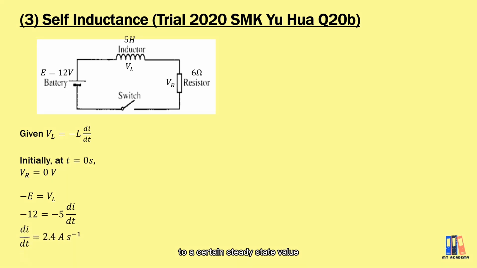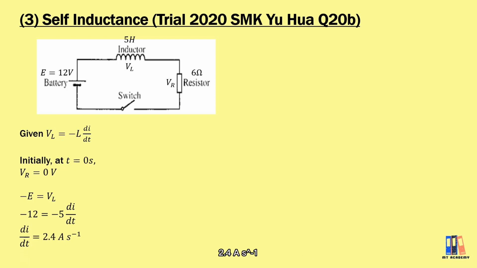From the circuit, when we close the switch initially, the current will increase from 0 ampere to a certain steady state value. So the initial voltage across the resistor will be equal to 0 since the initial current is equal to 0 ampere. So the induced EMF will be equal to the negative of the EMF value. Putting in the formula, you will get negative 12 equal to negative 5 multiplied by the initial rate of change of current.